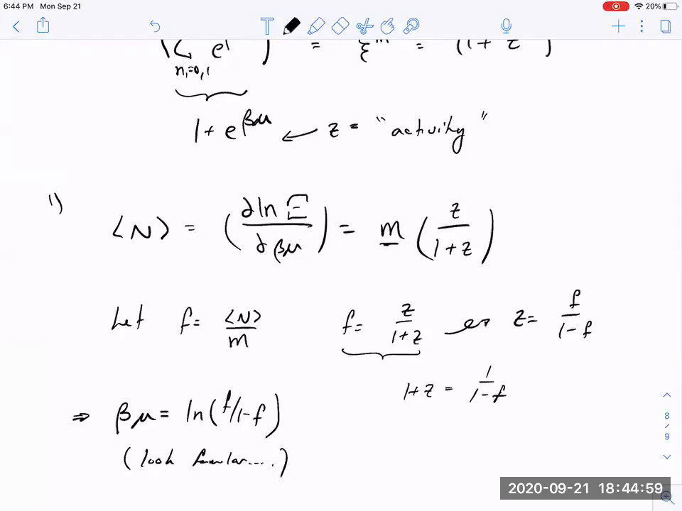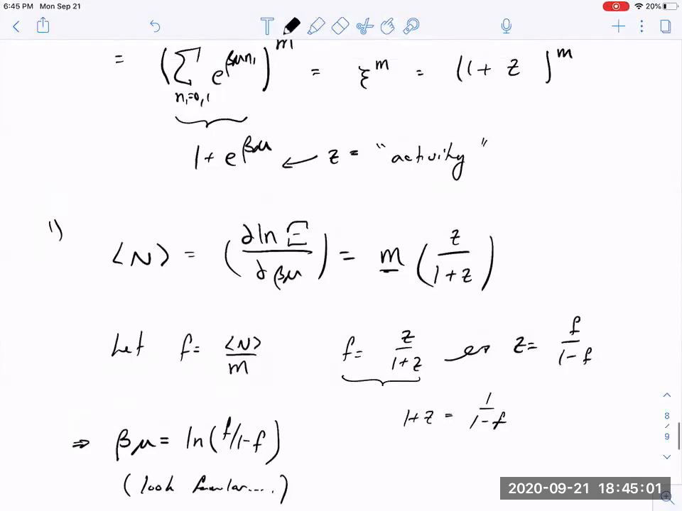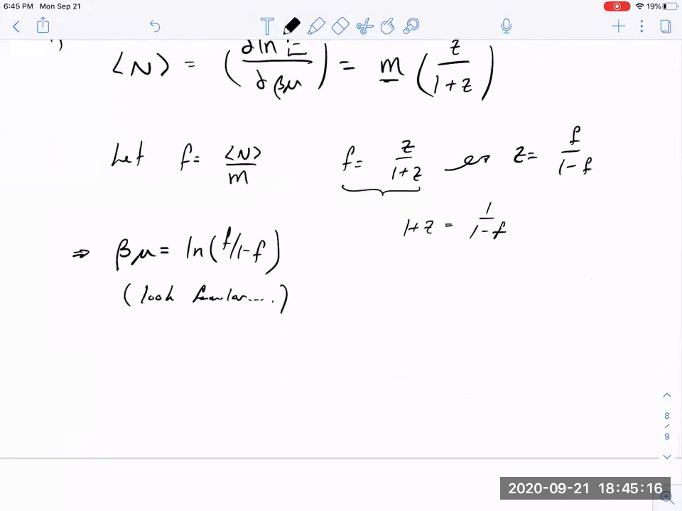Namely, that if I take 1 plus Z up here, the partition function is a simple function of just the fraction of occupied cells in this case. That's useful because if we remember that the grand canonical partition function is nothing but e to the beta pressure times volume, by computing that partition function, we have information on the equation of state of this lattice gas.